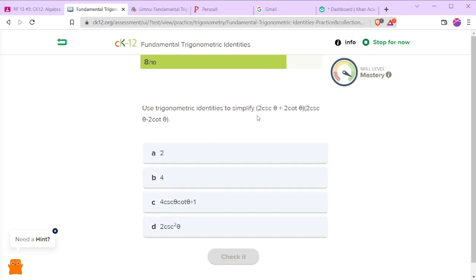We want to use trigonometric identities to simplify this. Our 2 cosecant plus 2 cotan times 2 cosecant minus 2 cotan. This is cosecant squared minus cotangent squared. And the whole thing is going to be times 2 squared. So cosecant squared minus cotangent squared is 1 over sine squared minus cos squared over sine squared. So we've multiplied this through. It is the Pythagorean identity. This thing will be 4.